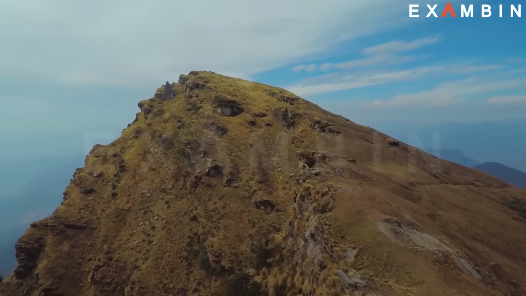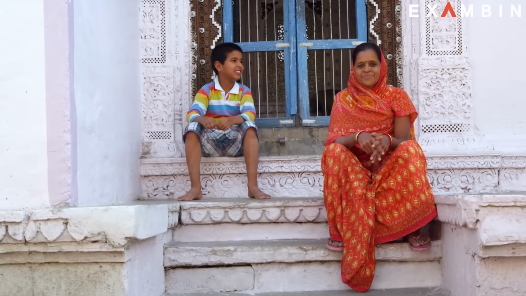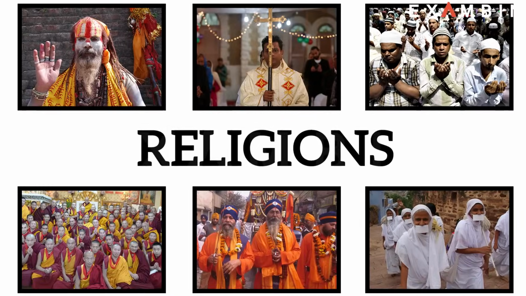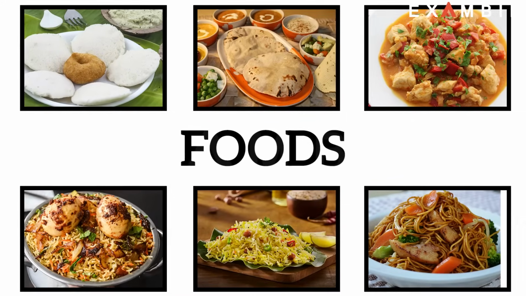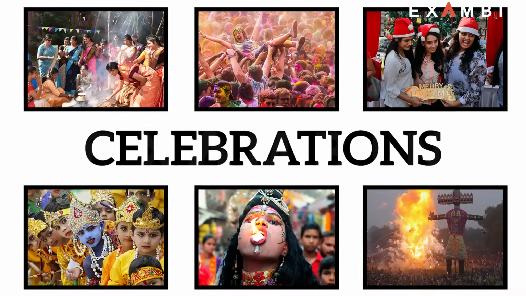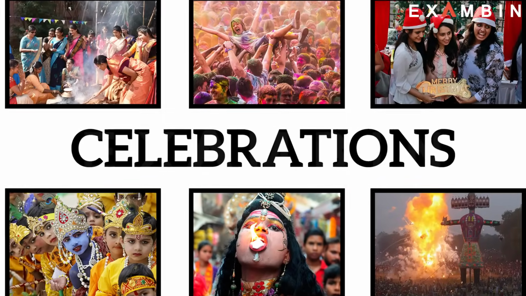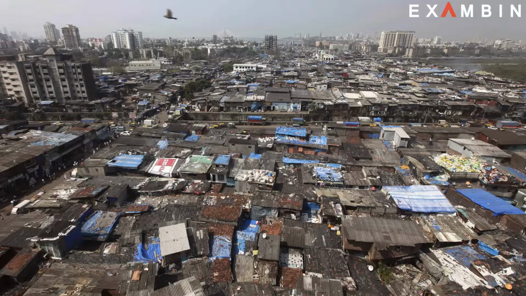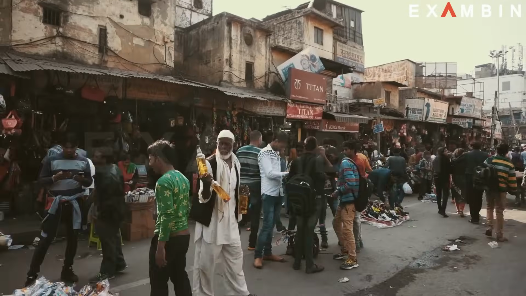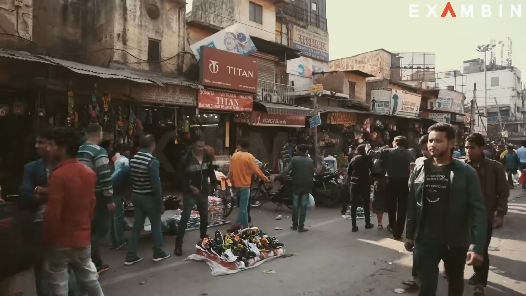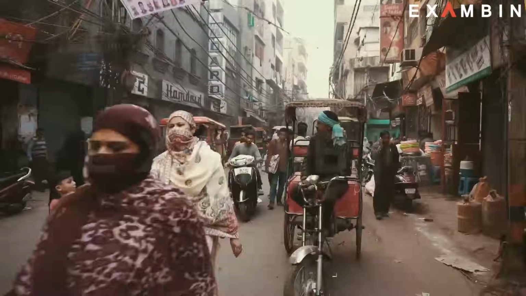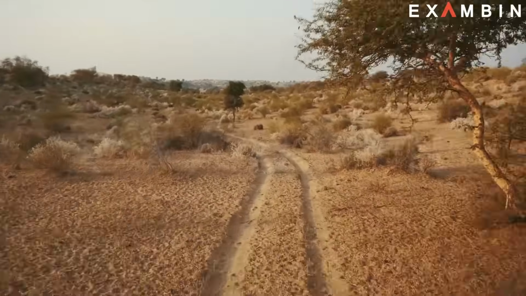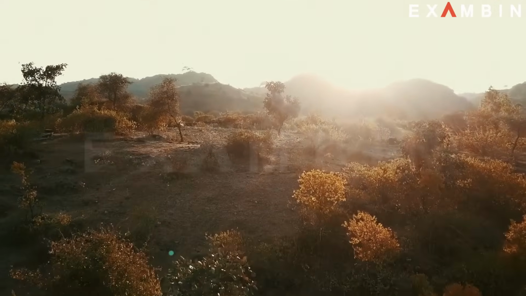So here we see India with people with different clothing, different religions, different food habits, and different celebrations, people living in different localities like urban, semi-urban or rural. This is how people live in different localities. India is also mainly classified into four major parts.